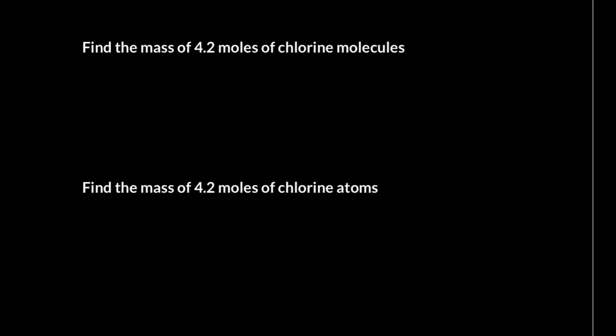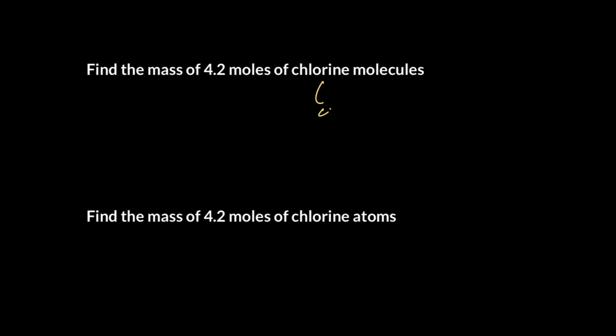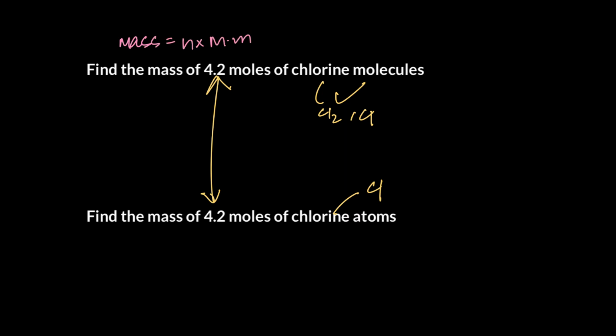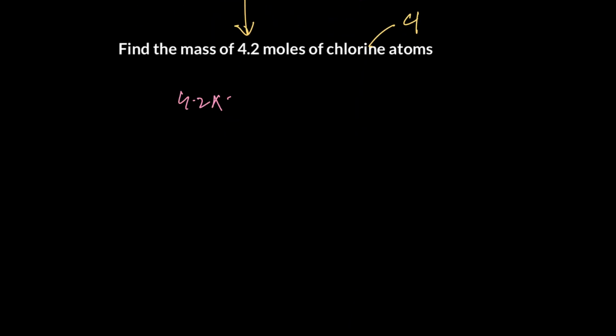अच्छा, chlorine molecules, find the mass of 4.2 moles of chlorine molecules. Cl2 की बात हो रही है कि Cl की बात हो रही है? Obviously, will the answer be different for these two? Obviously it'll be different, right? Because in this case when you calculate mass equal mole times molar mass, moles 4.2 है, लेकिन molar mass इस केस में Cl2 का लिया जाएगा जो है 35.5 multiplied by 2. Done? और इस केस में you're gonna take 4.2 and multiply it with 35.5 only, and you're gonna get the answer.